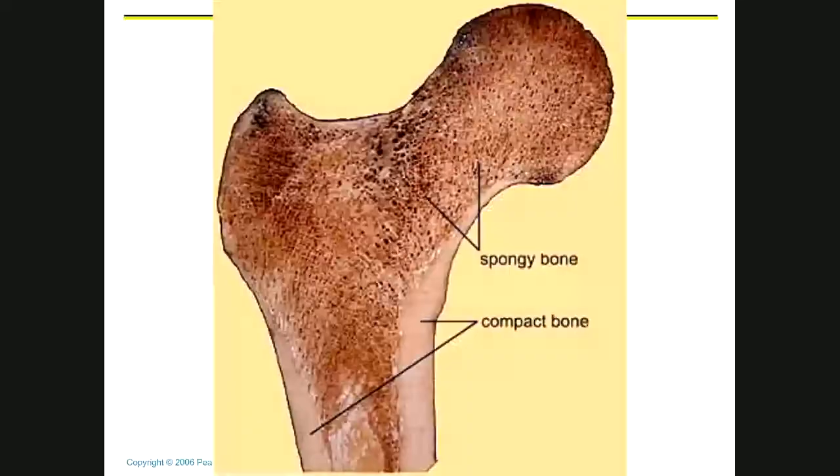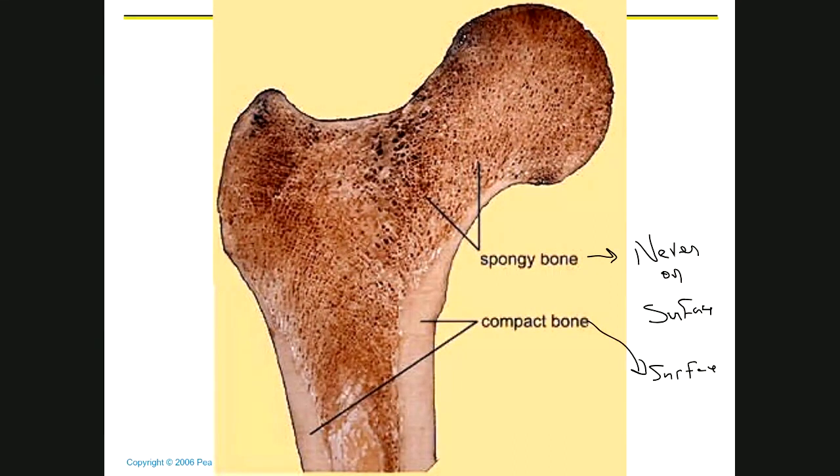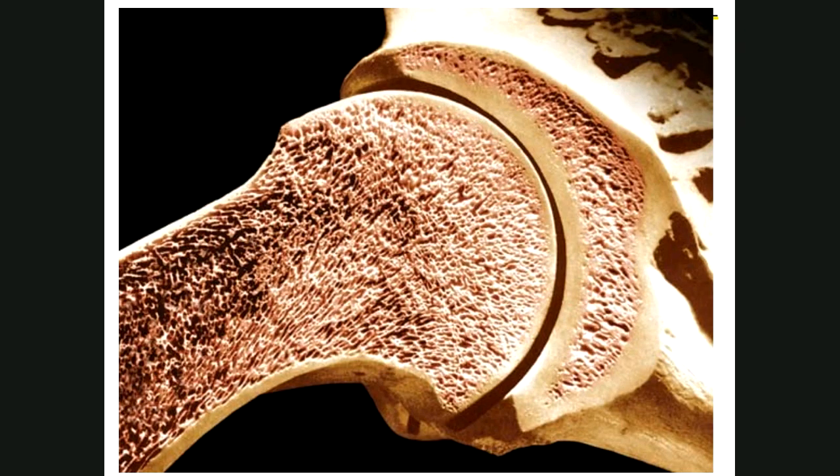If you look at this, spongy bone is never on the surface. Never, unless there's something wrong. It's covered up by dense bone or compact bone. That's always on the surface. And you can see it in this picture as well. So look, there's no spongy bone exposed anywhere. Spongy bone is inside, and dense bone is here on the surface.